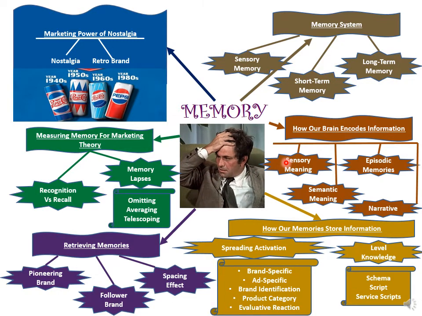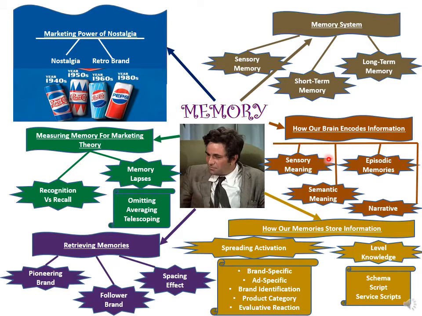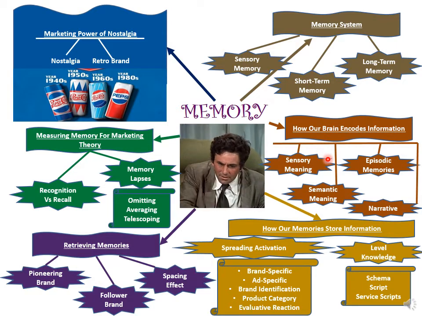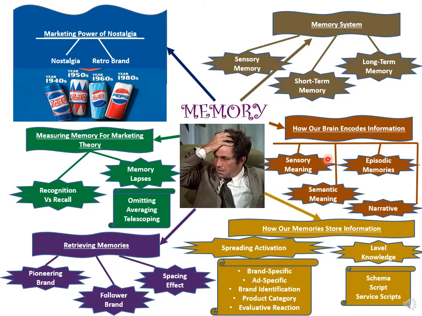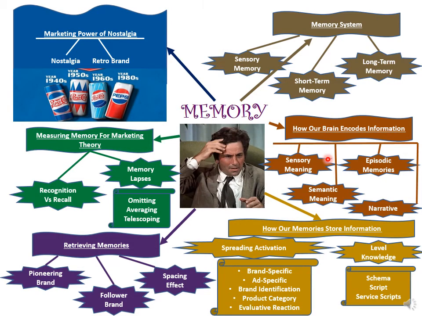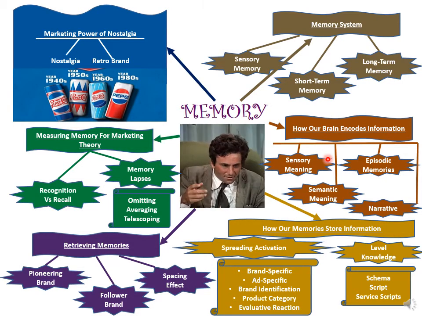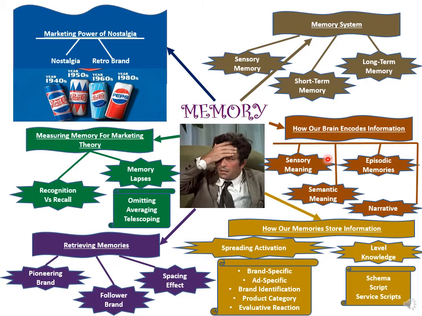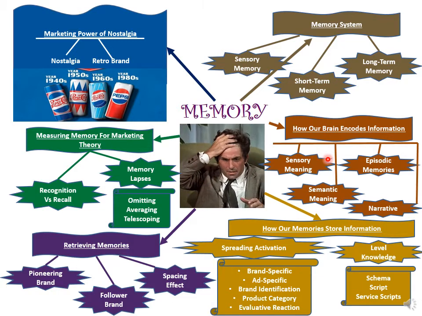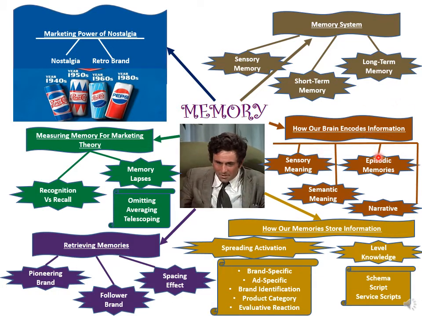For example, we see an ad for a new snack food that we have recently tasted. The second is semantic meaning, where we associate symbolic meaning, for example with a Ferrari, Mercedes or BMW, we associate it with rich people.